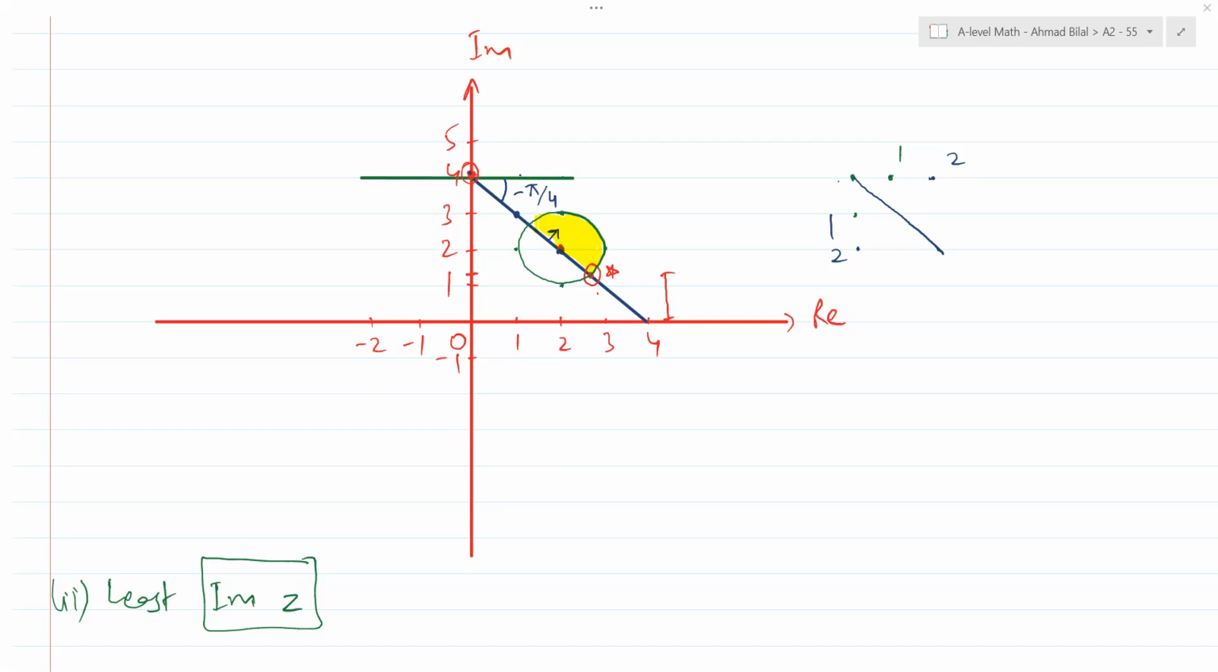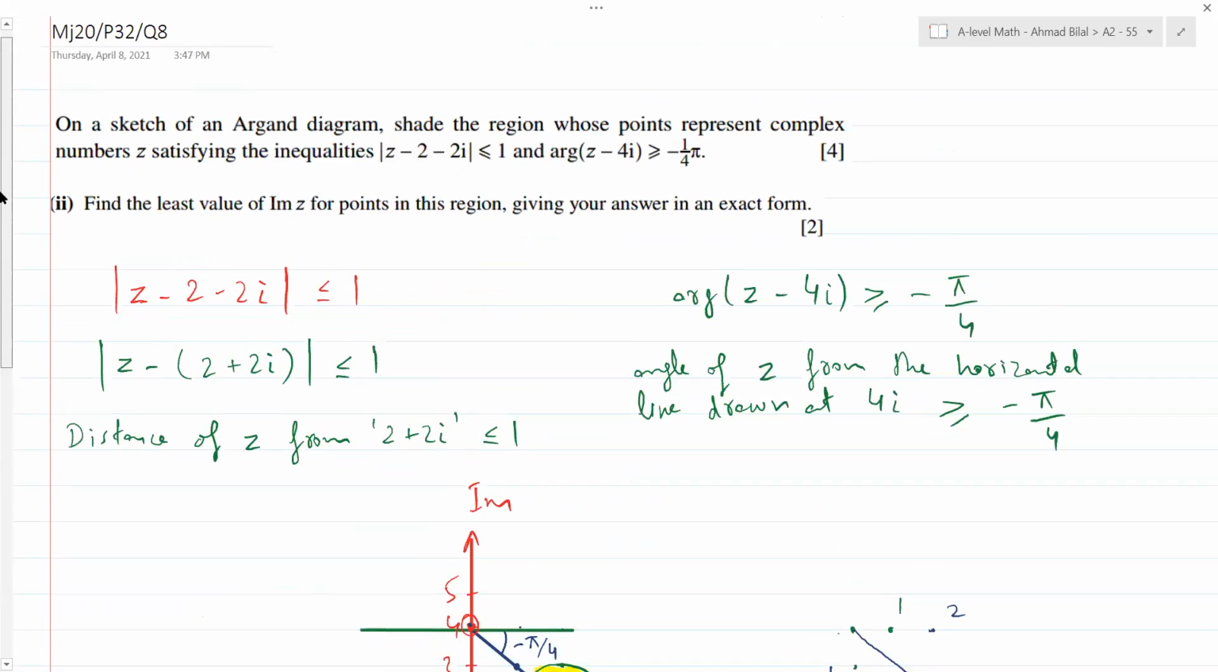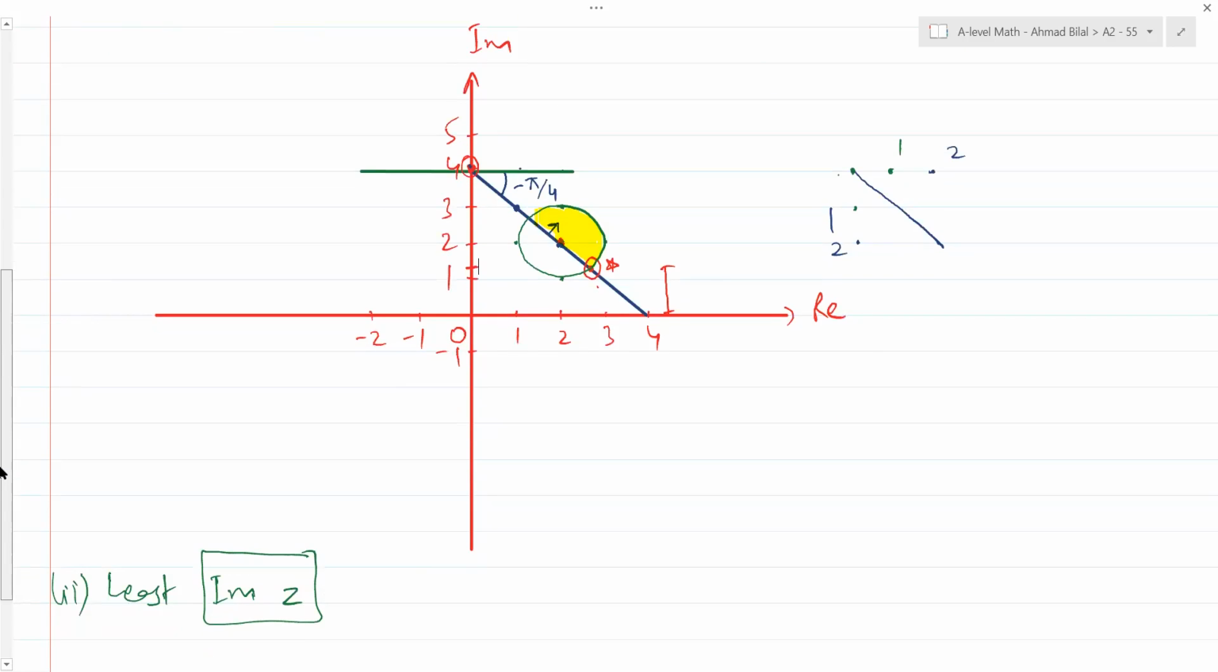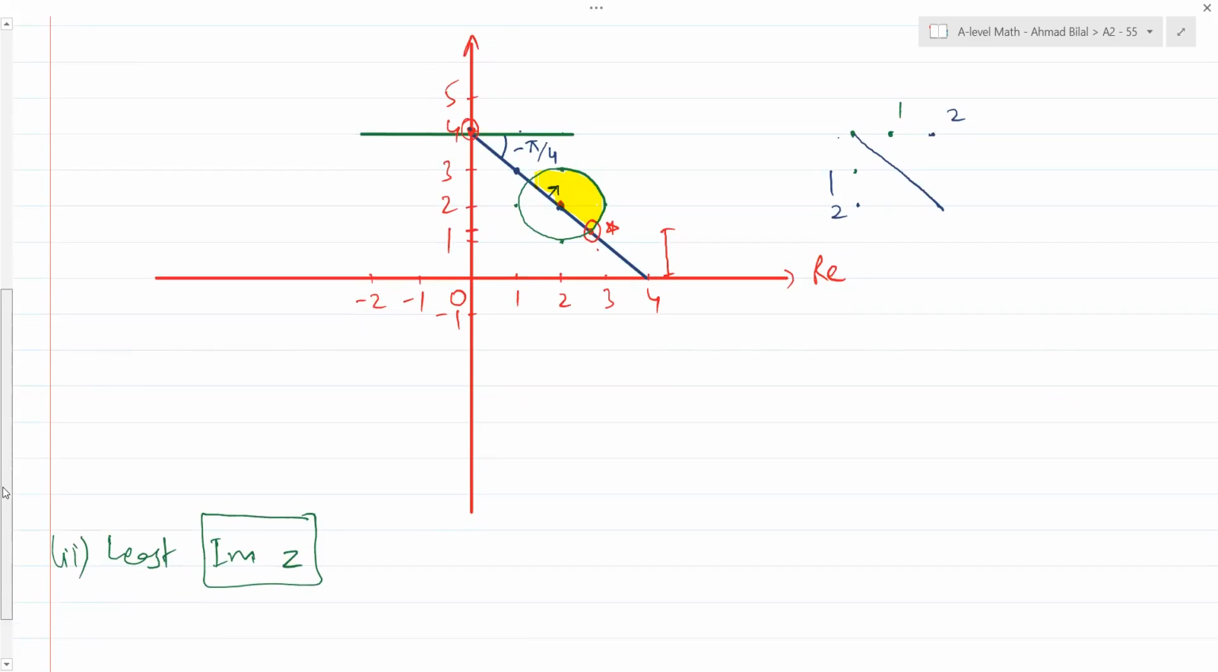Any ideas about this? Are we going to solve the equation of the circle and the equation of the line simultaneously? Okay, so that's one idea. That's a very good idea. But remember, it's only 2 marks. That will be a lot of effort. Here we have the value of the points that are cutting the y and the x-axis. And the radius of the circle is going to be 2. The diameter of the circle is going to be 2.